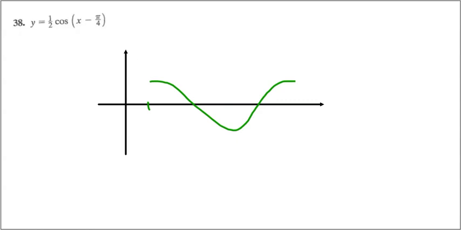So that means this point will be pi over 4. And this will be 2 pi plus pi over 4, which becomes 9 pi over 4. And it's going to come down just a little bit to become 0. Now the highest point will be, because the amplitude is 1/2, 1/2, and the lowest value will be negative 1/2.